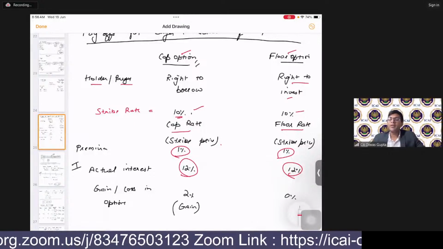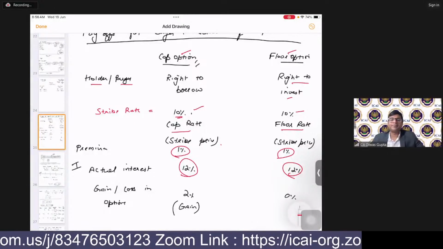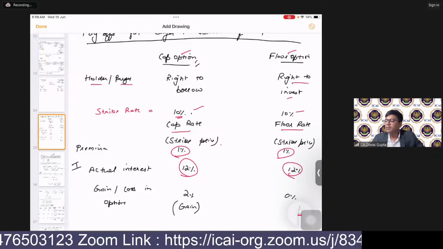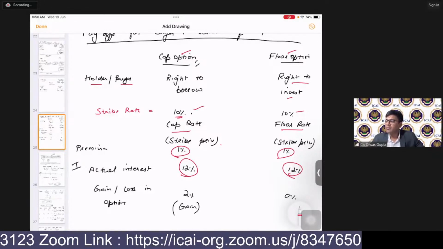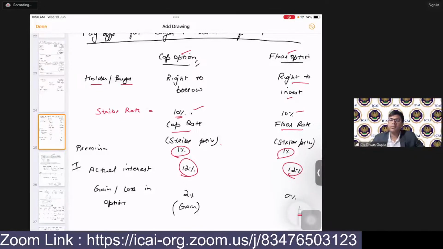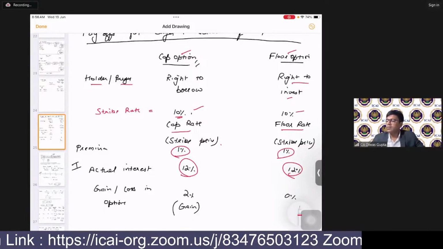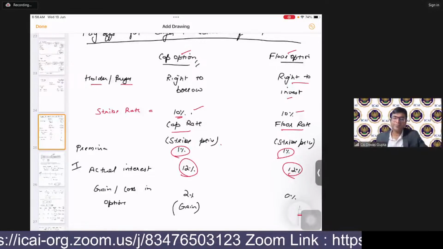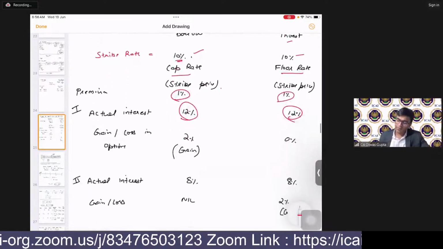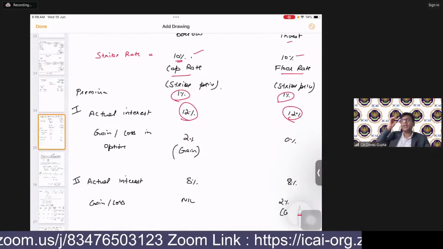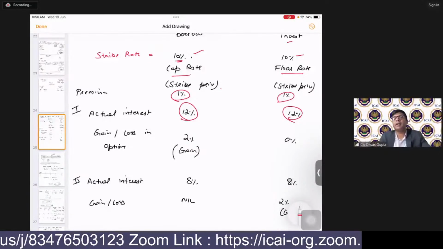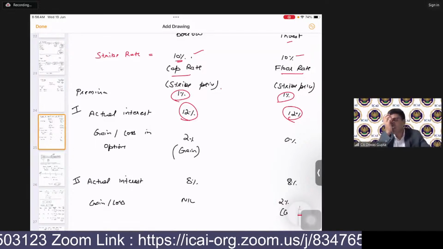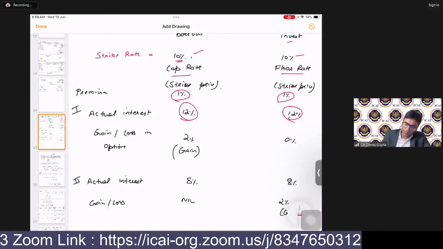Now, if we talk about the floor option holder, if the interest rate is 12%, whether it is in the money or out of the money, come on. It is out of the money, because there is an option to invest at 10%. The market rate is already 12%. So why will you invest through that option? You will invest in the market. So it will become out of the money.